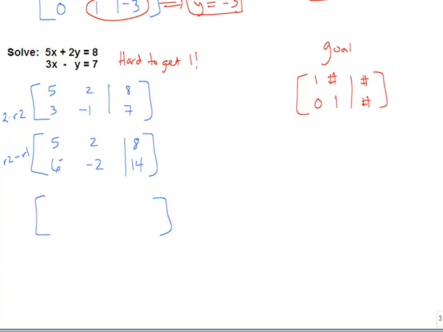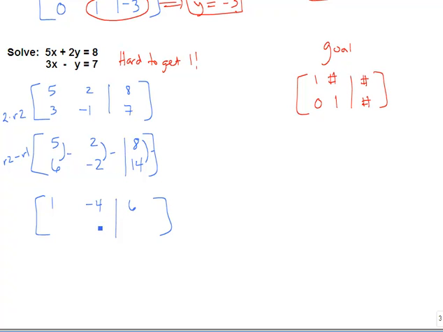So we're going to do 6 minus 5, and I'm going to put that answer in the upper left corner because that's where I want my 1 to go. So 6 minus 5 is 1. Negative 2 minus 2 is negative 4. And 14 minus 8 is 6. So there's that 1 that I wanted to have.